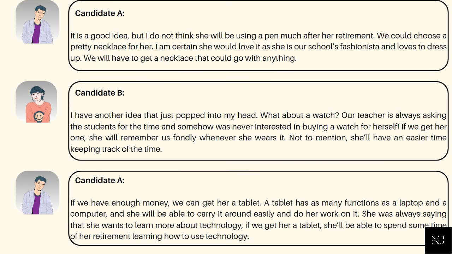We could choose a pretty necklace for her. I'm certain she will love it as she is our school's fashionista and loves to dress up. We will have to get a necklace that could go with anything.